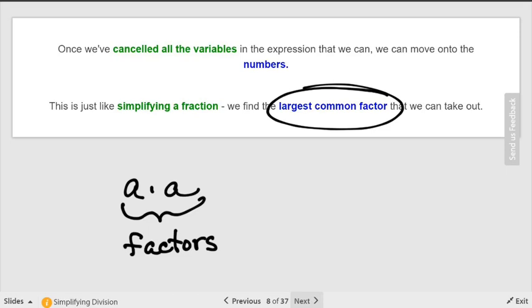Anything multiplied together is called a factor. So what are the factors here? Are 4 and a multiplied together? Yes. Therefore, I have a factor of 4 and I have a factor of a. And factors can be divided away.